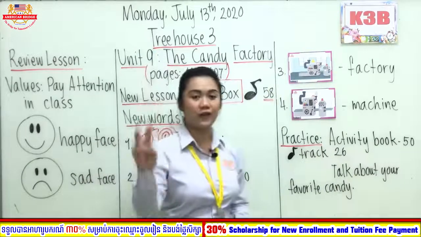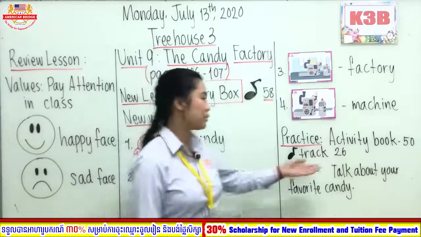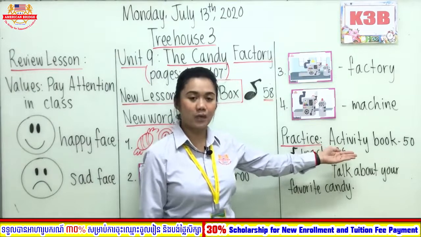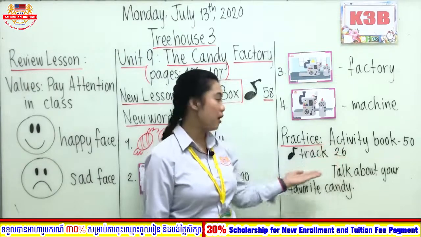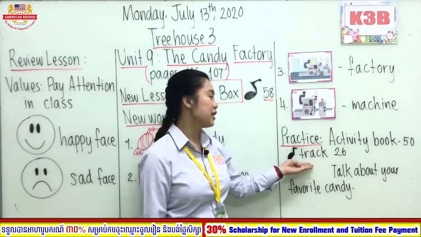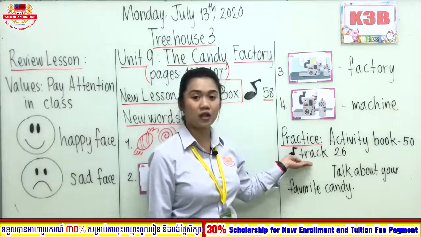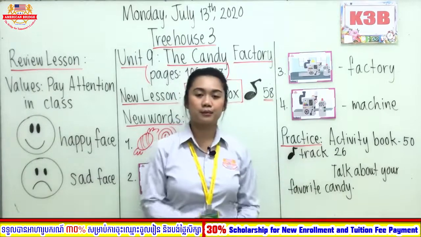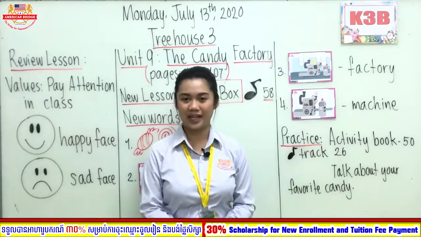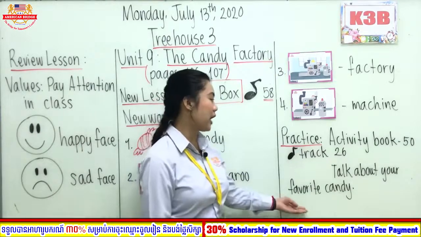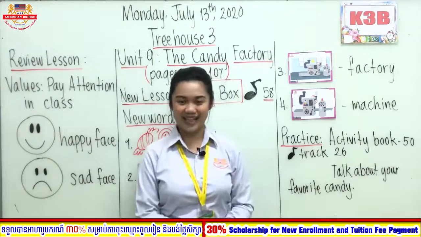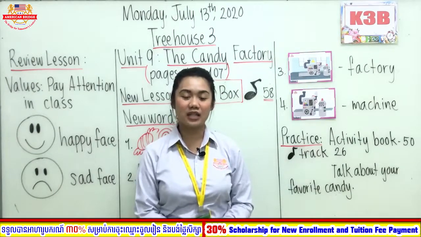We have 2 different practices, everyone. First practice, we have to answer our activity book on page 50 with an audio listening. Alright? This one, you need to take out your colors, brown, pink, and purple only. Alright? And for our second practice, we are going to talk about our favorite candy. Alright, everyone? So let's start.